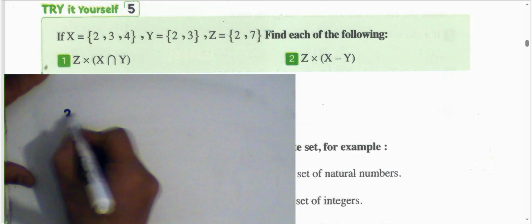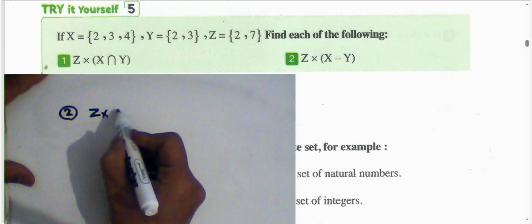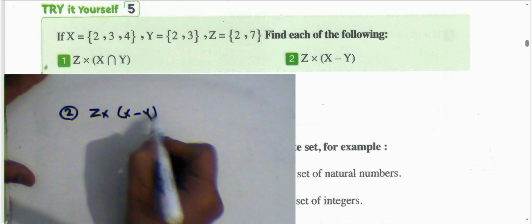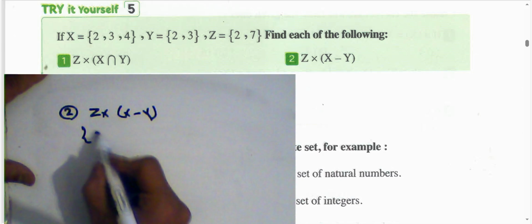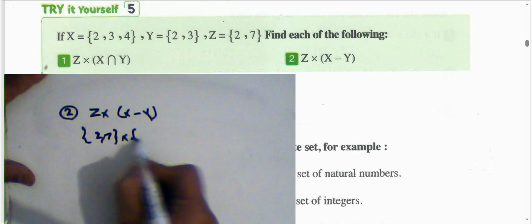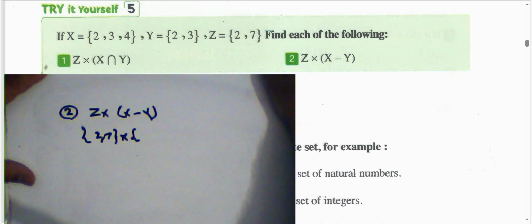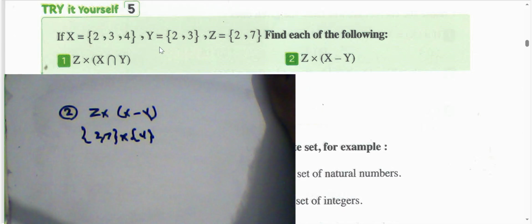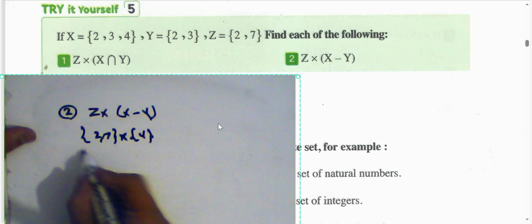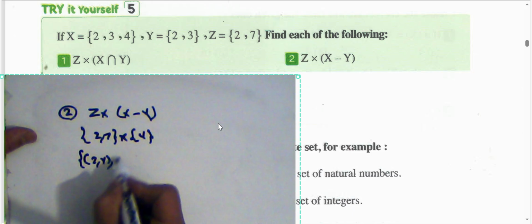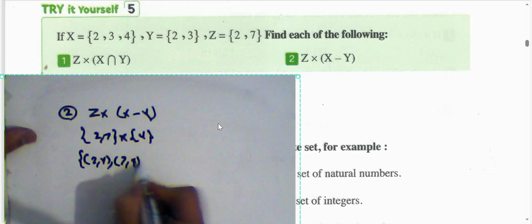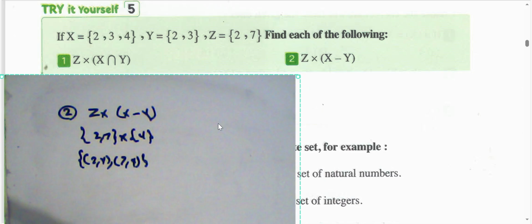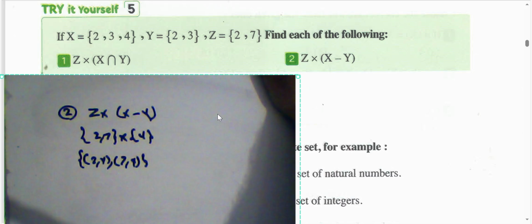Number 2. Z Cartesian product by x difference y. The elements of z are 2 and 7. What is the element in x not found in y? We have 4. Okay, 4 is found in x, not found in y, so x difference y will be 4. Then we can write the Cartesian product: 2 with 4 and 7 with 4. That's question number 2.